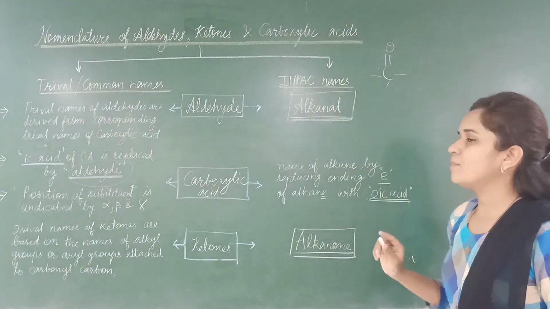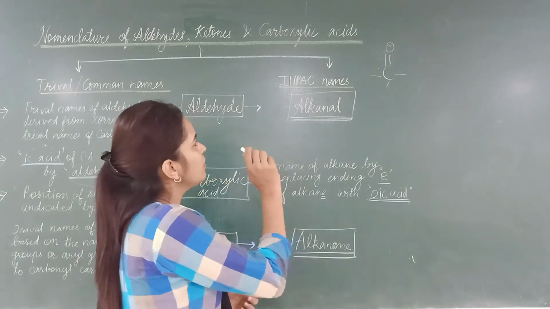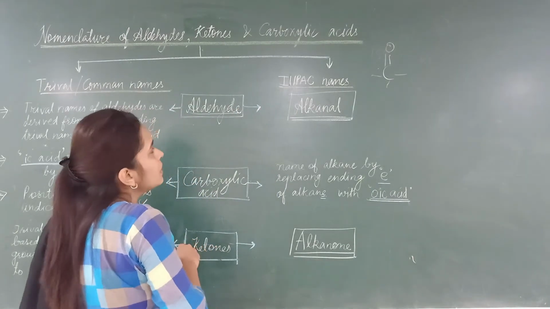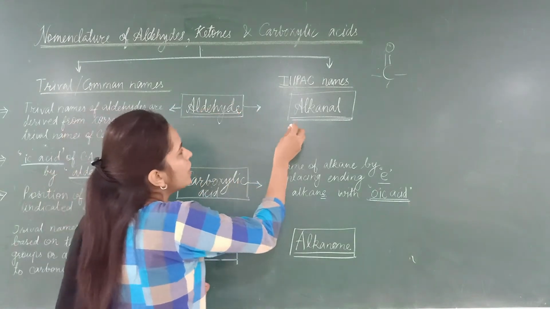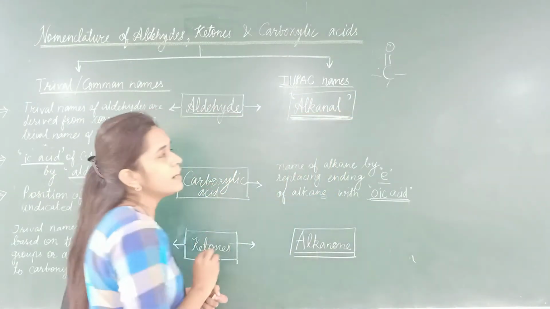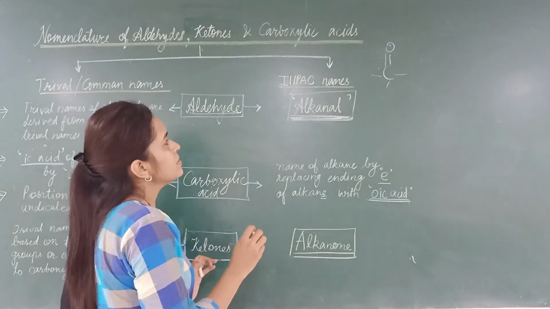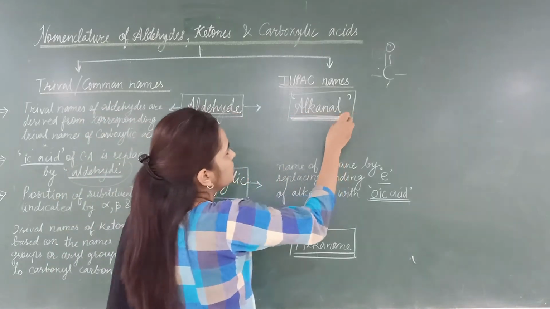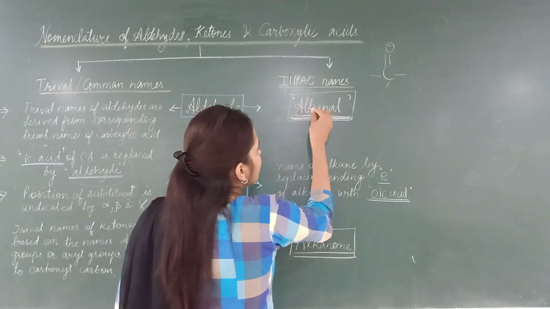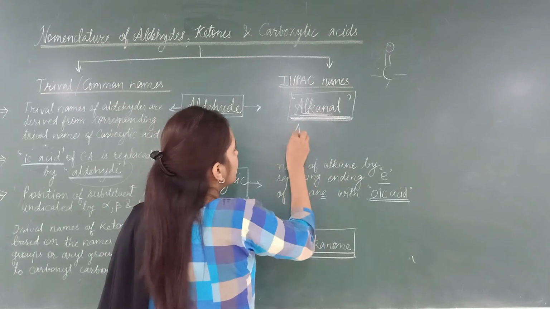Next is the IUPAC name. How do we write the IUPAC name of aldehydes, ketones and carboxylic acids? You have to learn that the IUPAC name of an aldehyde is written in the format of alkanal. You have to learn that the format of an aldehyde for the IUPAC name is alkanal. How can it be written? The word alkan comes from alkane.